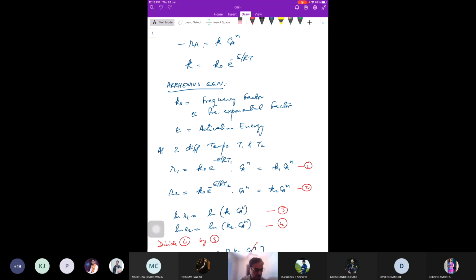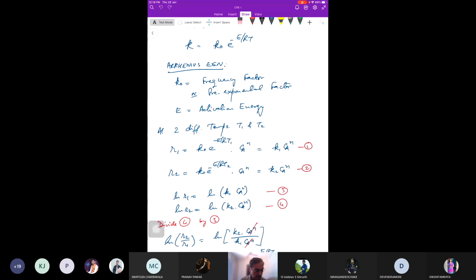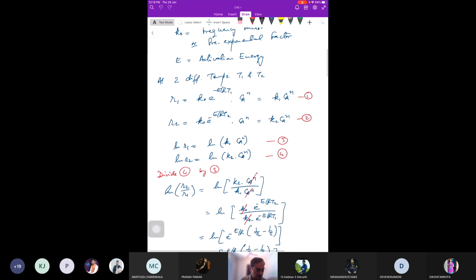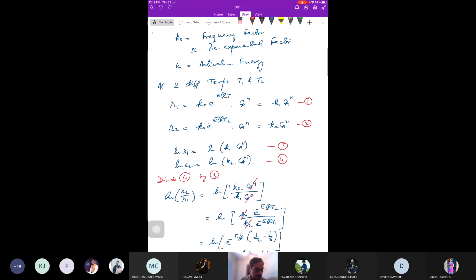We can write the rate equation. R1 is equal to k1 Ca to the power of n. R2 is equal to k2 Ca to the power of n. k1 is equal to k naught e to the power minus E by RT1, and k2 is equal to k naught e to the power minus E by RT2. We divide, or we can write in logarithms these equations 1 and 2. ln R1 is equal to ln of k1 into Ca to the power of n. ln of R2 is equal to ln of k2 into Ca to the power of n.